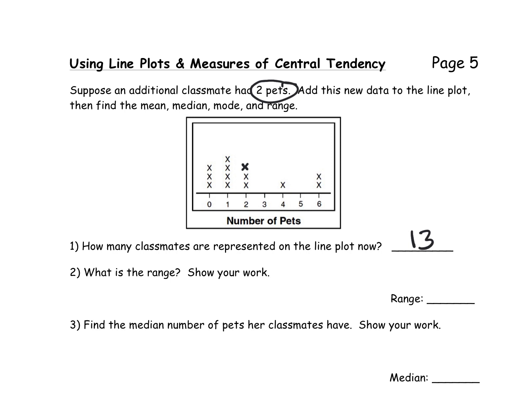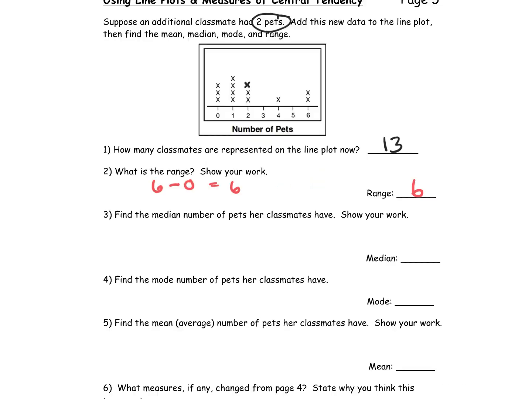Number 2, what is the range? So we go from the highest number of pets, which is 6, and we subtract the lowest number, which is 0. So we're going to take 6, the highest, minus the lowest, which is 0, and that gives us 6. So the range is 6.